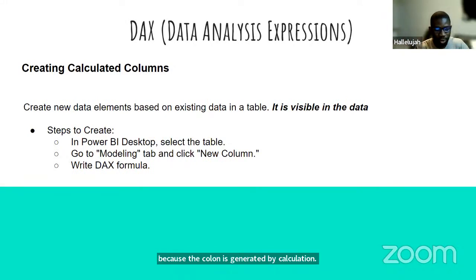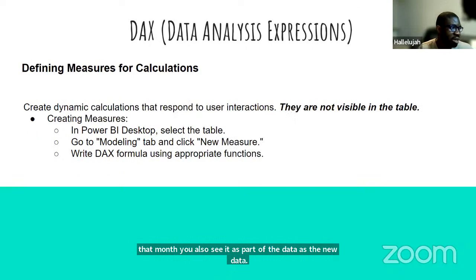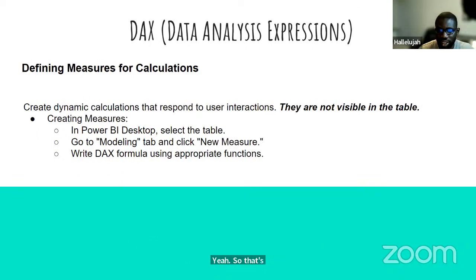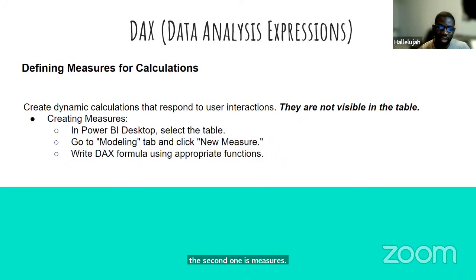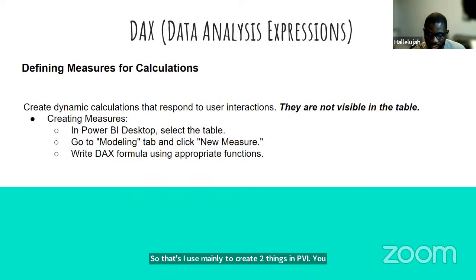Do you get the idea now? So you would of course see it in the data. When you create that hour, for instance, or that month, you also see it as part of the data, as the new data. That's why I say it is visible in the data. And the second one is measures. So I use DAX mainly to create two things in Power BI: calculated columns and measures.